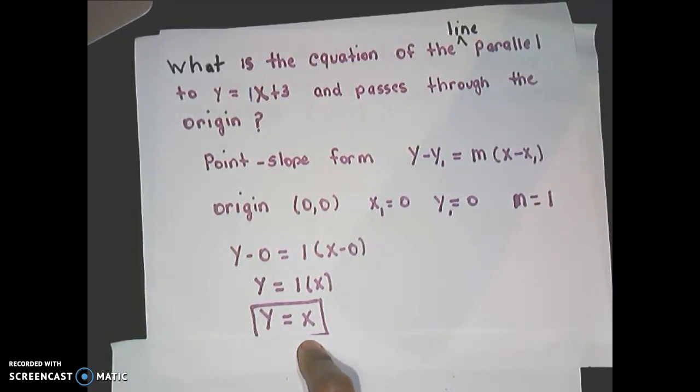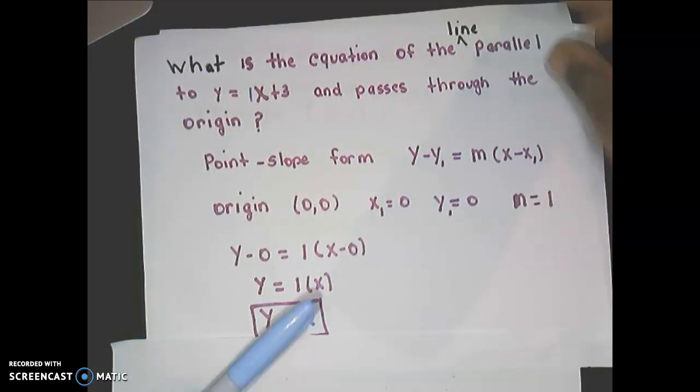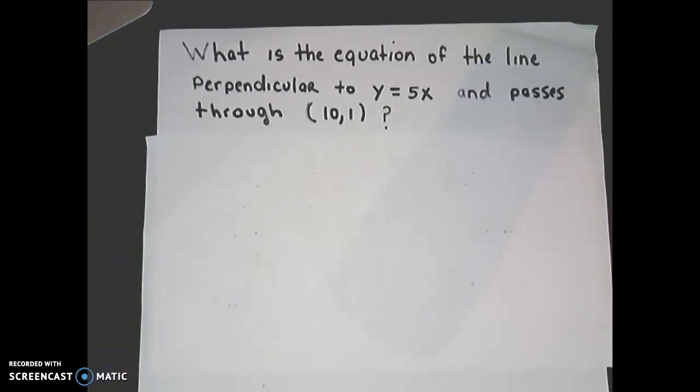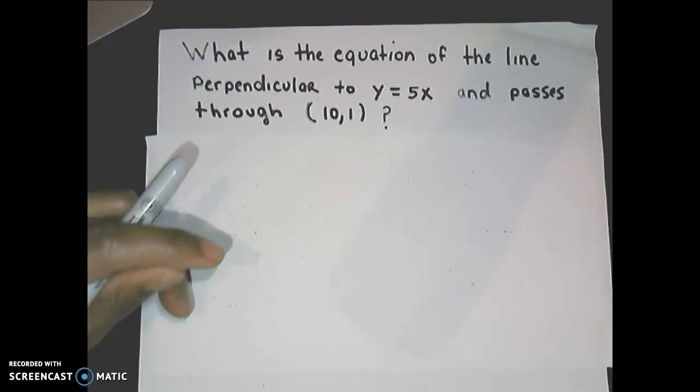All right, guys, so we have one more example, and then we'll be done. So let's look at that example. This example is asking us what is the equation of the line perpendicular to y is equal to 5x, and it passes through the point (10, 1). So it passes through the point (10, 1).